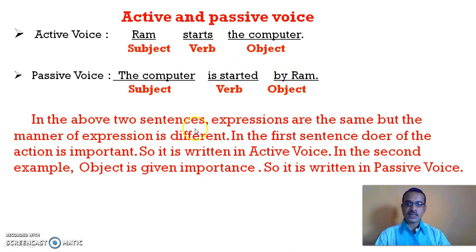So in this example, both the expressions are the same, but the manner of expression is different. In the first sentence, the doer of the action is important. Karta महत्वाचा आहे. In the first sentence, the doer of the action is important, so it is written in active voice. And in the second example, the object is given importance. What is the object? The computer. The computer is the object. It is given importance in the second example. So this sentence is written in passive voice.